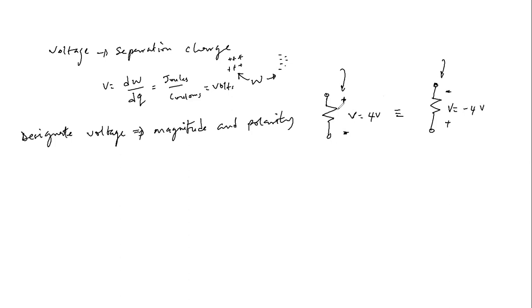okay? So in circuit analysis, it's very, very important to note that in designating the voltage in your circuit, you must specify the polarities and the magnitude, okay? And then we know that power is the rate at which energy is transferred. So it means P is the same as the rate of change of work, as you put it. So that is joules per second, which gives us watts.